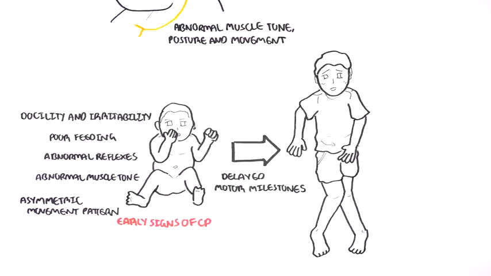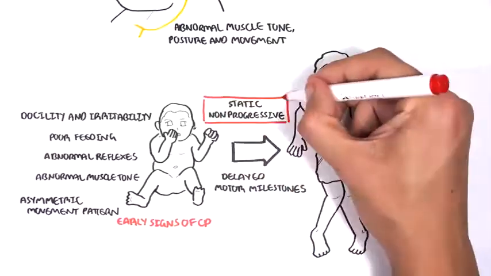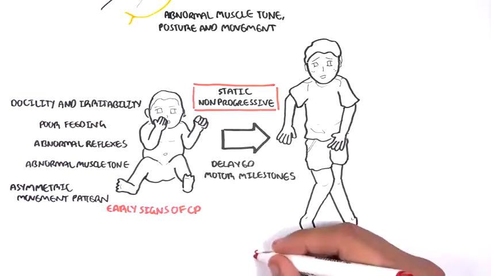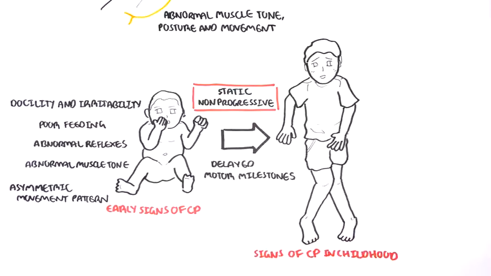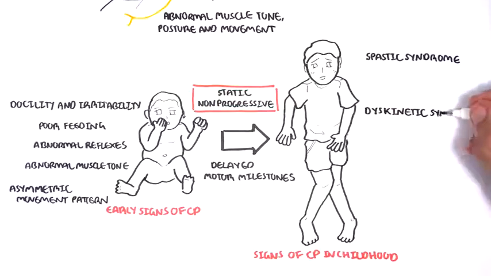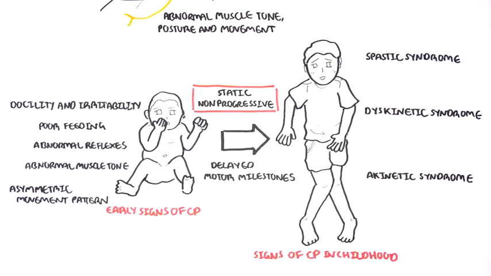It is also important to know of the misconception that cerebral palsy gets worse as we age, when actually cerebral palsy is a static disorder and is non-progressive. Signs of cerebral palsy in childhood or cerebral palsy in general can be classified into three: spastic syndrome, dyskinetic syndrome, or ataxic syndrome, not akinetic.